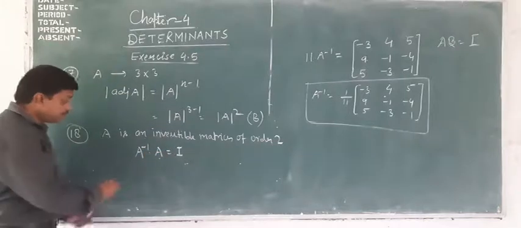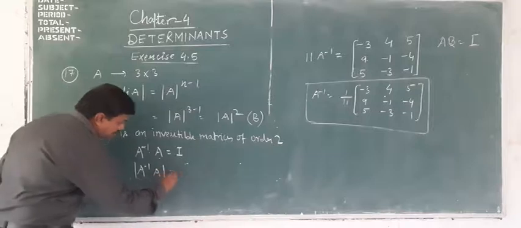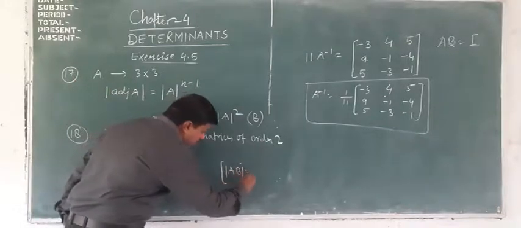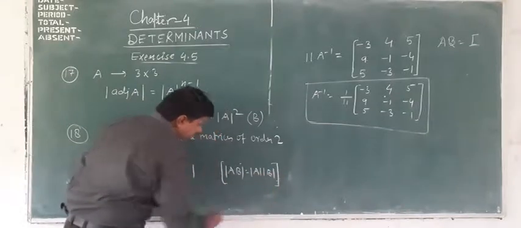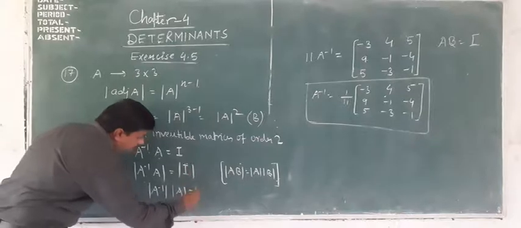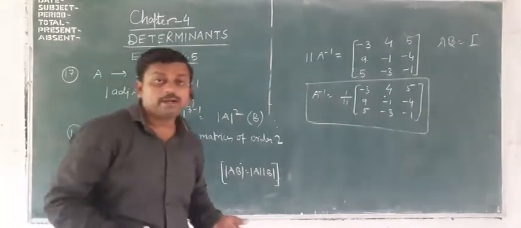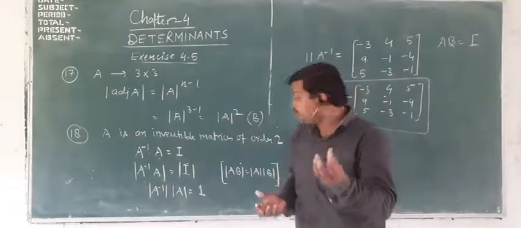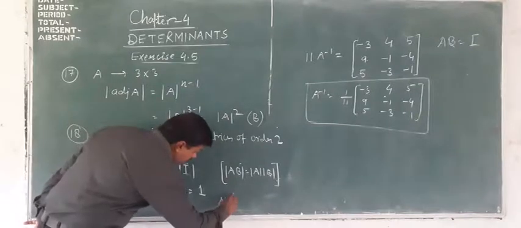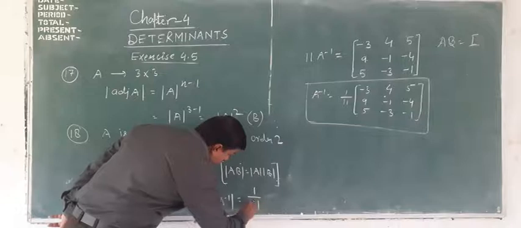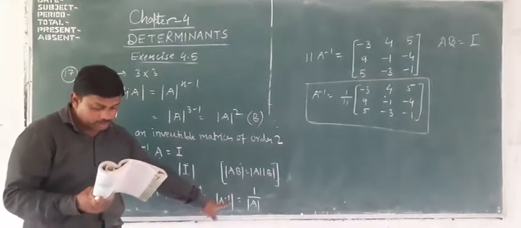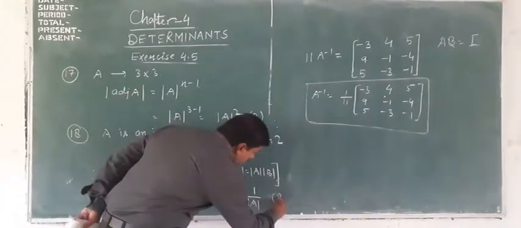If we take the determinant of these matrices, equal to determinant I, using the same property we told in the previous video, determinant of A B equals determinant A into determinant B. So determinant A inverse into determinant A, and determinant I is 1, because the determinant of the identity matrix always gives the value 1. So determinant A inverse equals 1 by determinant A. You can see the question asked for determinant A inverse. So option B is also the correct option.